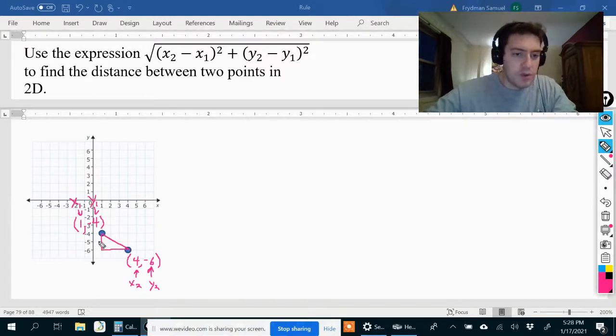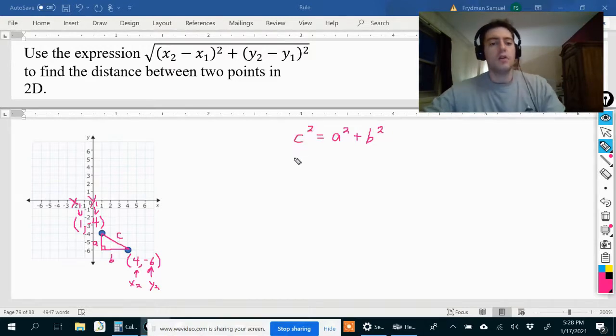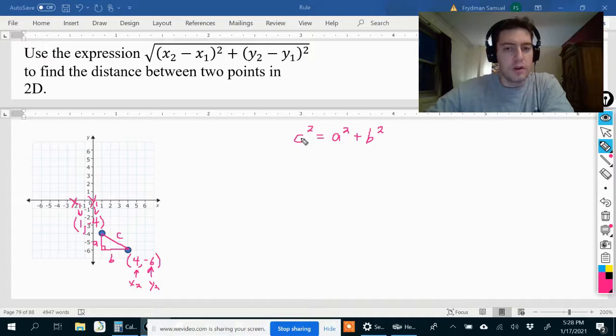So what I'm going to do now is call this A, I'll call this B, and I'll call this C. So really what we're trying to find is the distance from here to here, which is the hypotenuse of our right triangle, because it is opposite the right angle there. So let me just write out the Pythagorean theorem again. It is a squared plus b squared equals c squared. I'm just going to put the c squared over here this time. So really I'm looking for the value of c.